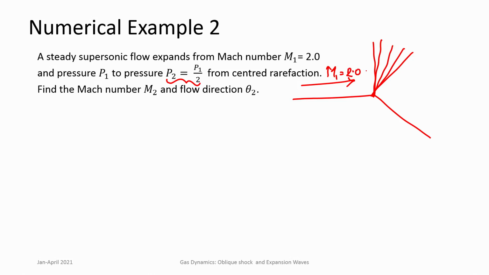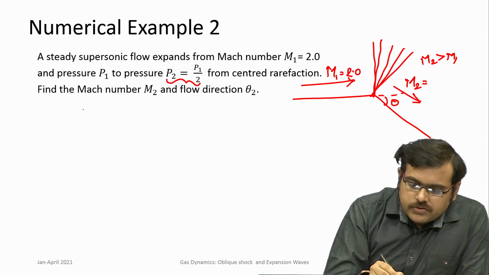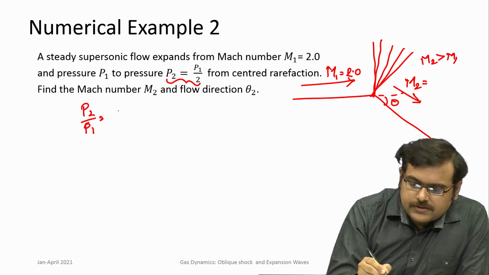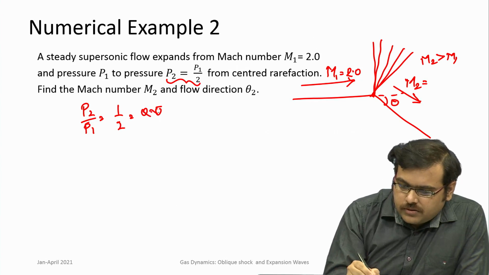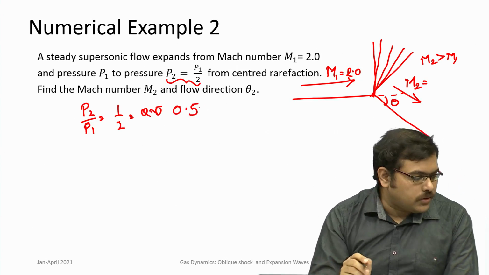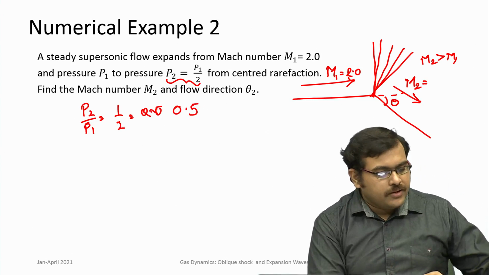M1 is 2.0. After expansion it undergoes an expansion through an angle theta. M2 should be greater than M1. So now we find the Mach number and flow direction. What do we know? We know P2 by P1. So P2 by P1 is 1 by 2, or equal to 0.5. Okay, so we know this value.